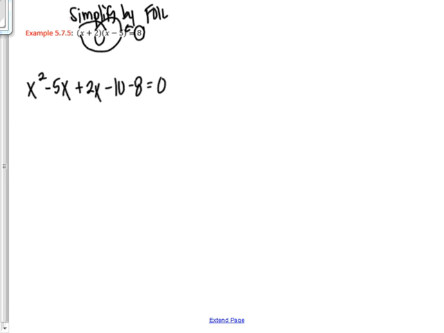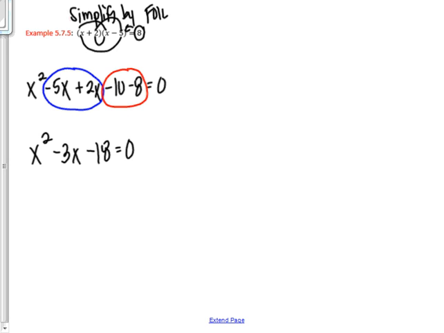So let's clean up our like terms. We can put these together. And we can put these together. So a negative 5x plus 2x will give me a negative 3x. And a negative 10 and a negative 8 gives me a negative 18. Now, this looks much better. This one looks something like the first one we did. It's just an easy trinomial.